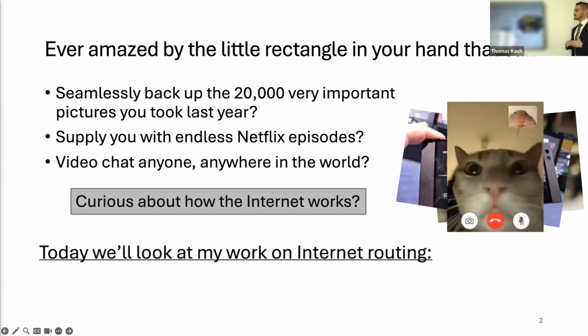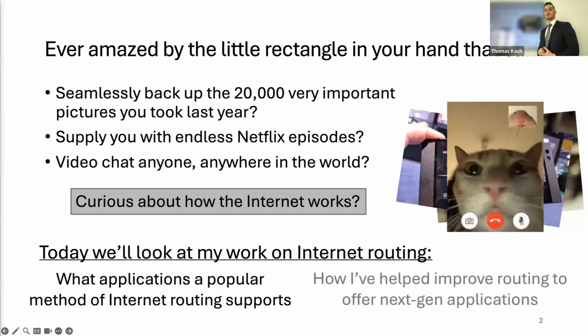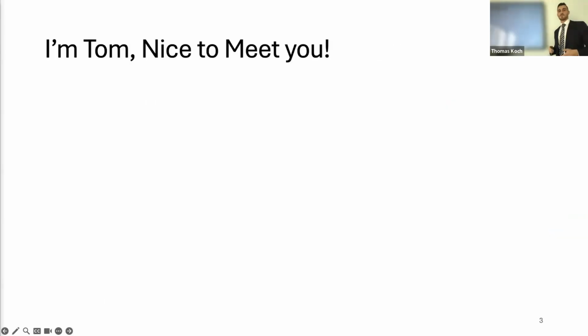Well, today we're going to look at some of my work on the internet, and specifically internet routing, which asks the question, how does information get from point A to point B? Or how does a picture of your face get to your friend's phone? And specifically, I'll talk about what applications a popular method of internet routing supports and how I've helped improve routing for next generation applications. But before we get into that, first, just a little bit about me.